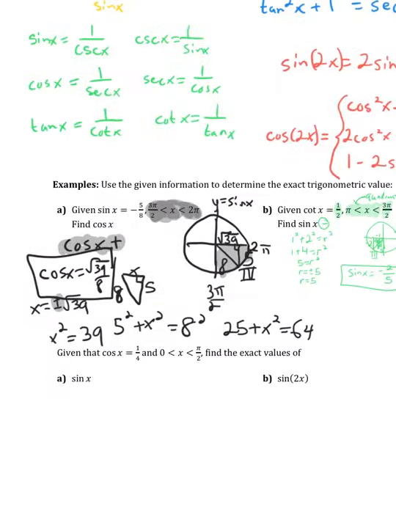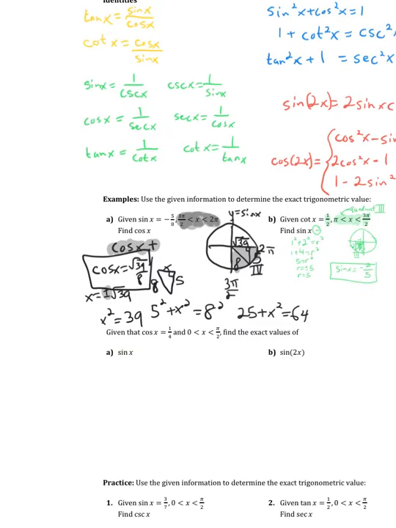All right, we'll do one more example here. This one's a little trickier. It says given that cosine of x equals 1/4, and this time I'm going to be in quadrant 1, 0 to pi over 2, 0 to 90 degrees basically, so the first quarter of the rotation. Find the exact values of sine of x.